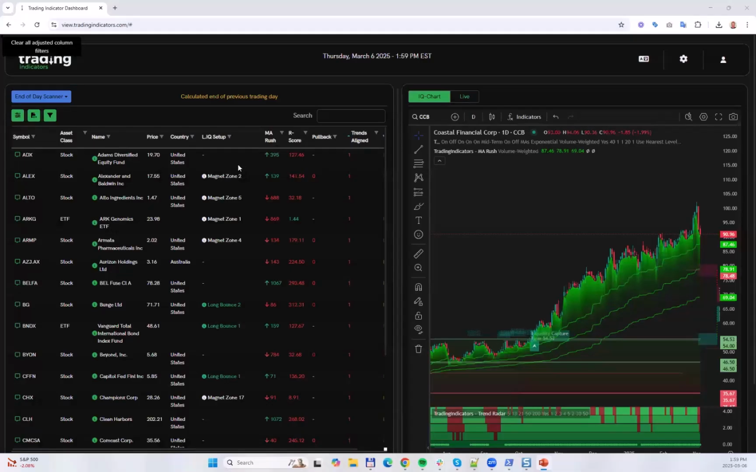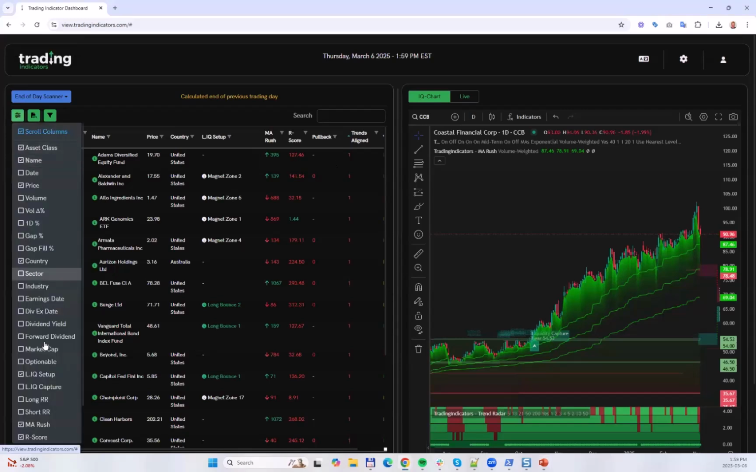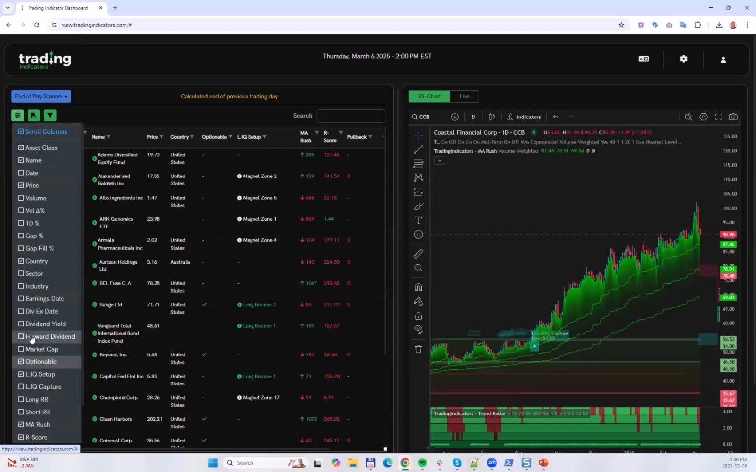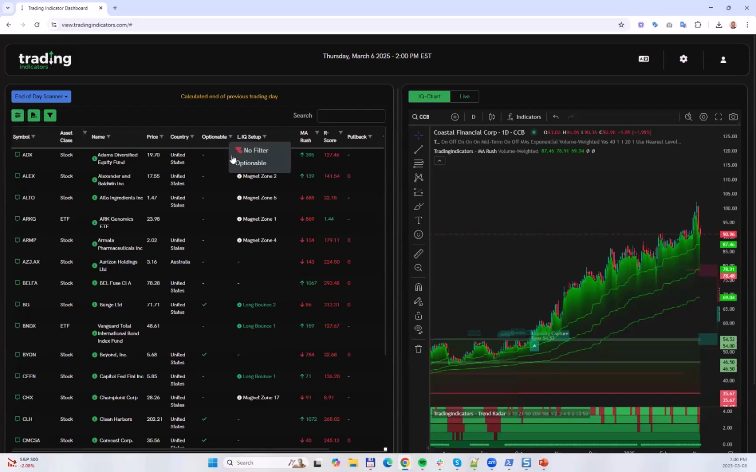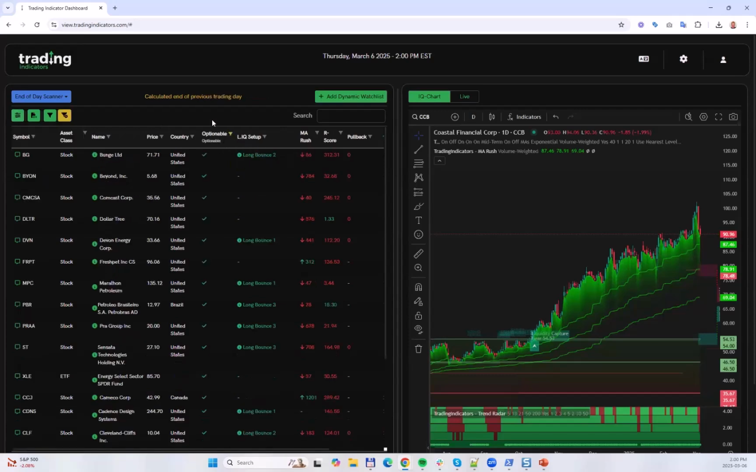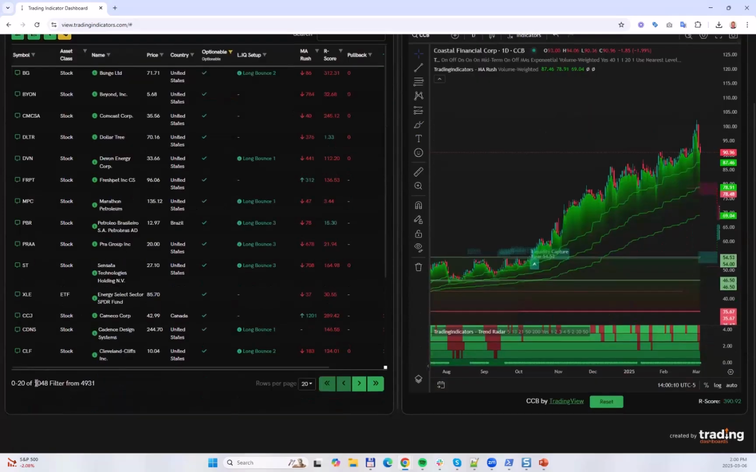Okay. So back to my scanner. And the first thing I said is, I want to look for symbols which are optionable. Okay, so where's my optionable column? I don't see it, but this is because I had it disabled. So I'm going to go here to enable optionable. There we go. All right. And the first thing I'm going to do is enable this optionable filter. Only stocks which have an options chain which is liquid should be in our list here. Okay, so 1,048 stocks. Still too many.